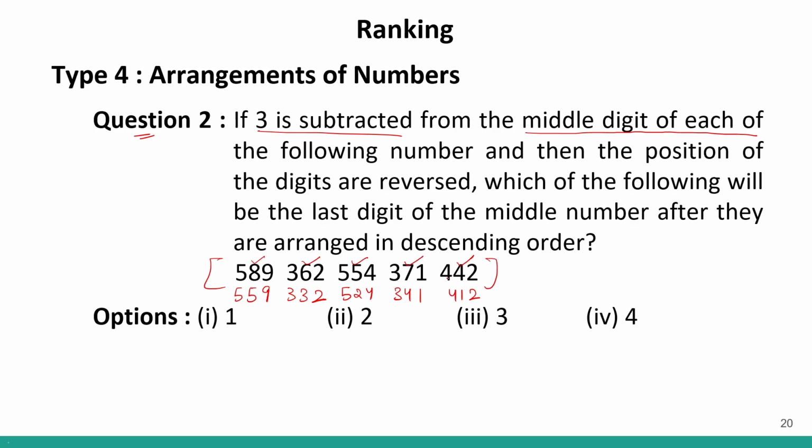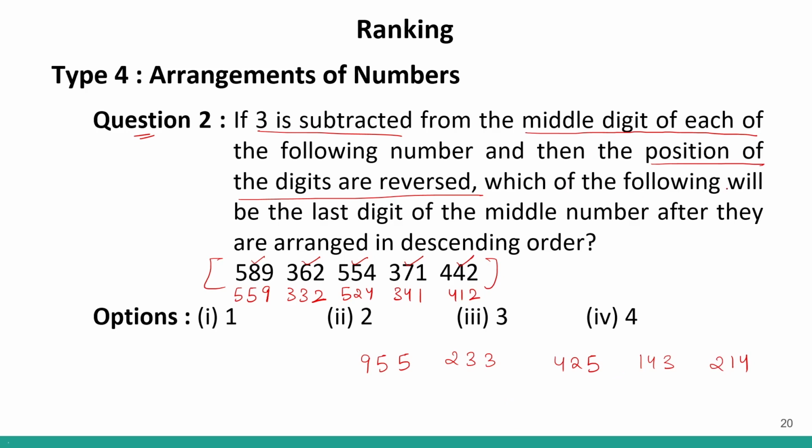Correct? Now, the positions of the digits are reversed. So 559 becomes 955. Let me write it over here. 559 becomes 955. Similarly, 332 becomes 233. 524 becomes 425. 341 becomes 143. And 412 becomes 214. Correct? This is after reversal.